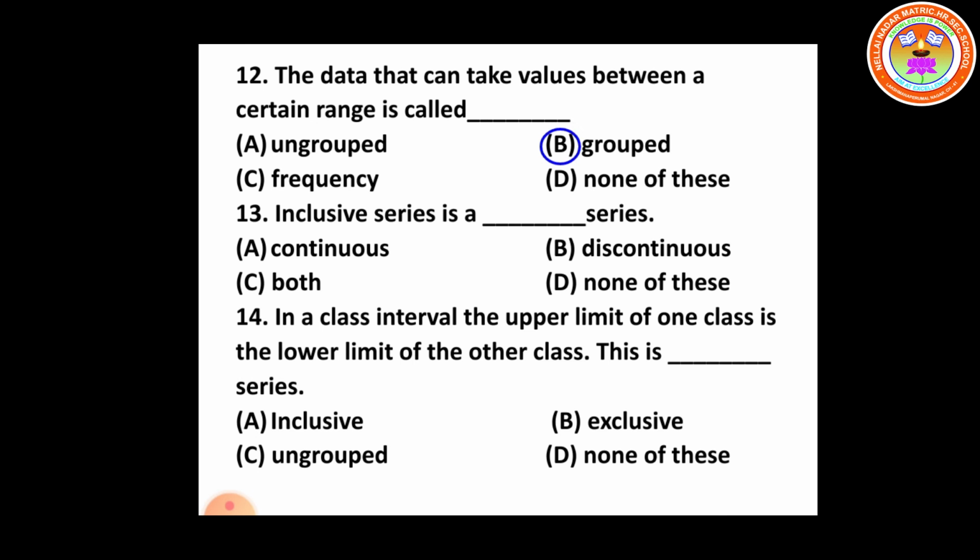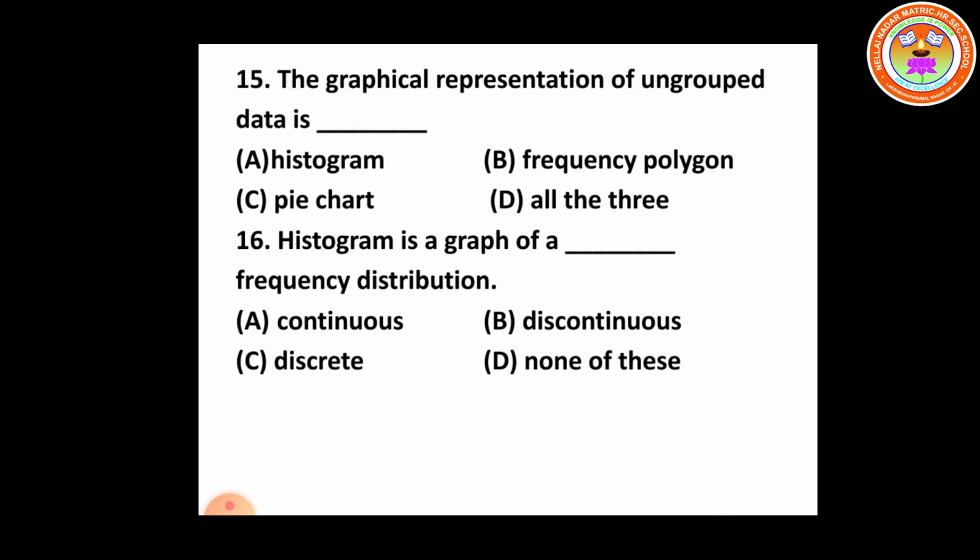grouped. Inclusive series is a discontinuous series. In a class interval, the upper limit of one class is the lower limit of the other class; this is exclusive series. The graphical representation of ungrouped data is a pie chart. Histogram is a graph of a continuous frequency distribution.